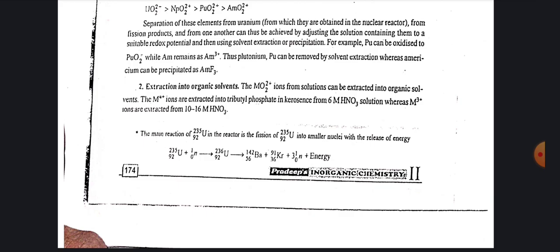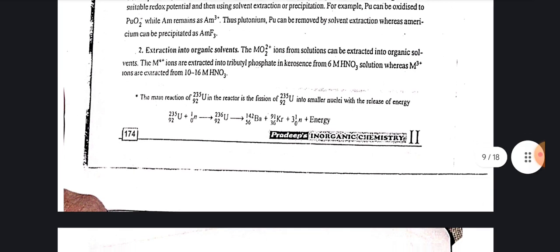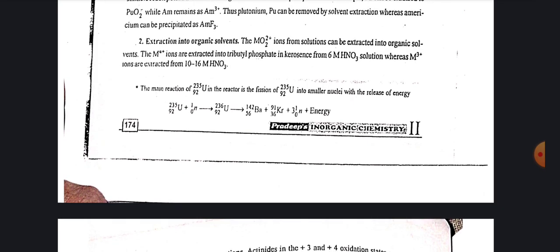A separation of these elements from uranium, from fission products, and from one another can thus be achieved by adjusting the solution containing them to a suitable redox potential and then using solvent extraction or precipitation. For example, Pu can be oxidized to PuO2+ while Am remains as Am3+. Thus, plutonium can be removed by solvent extraction, whereas americium can be precipitated as AmF3.